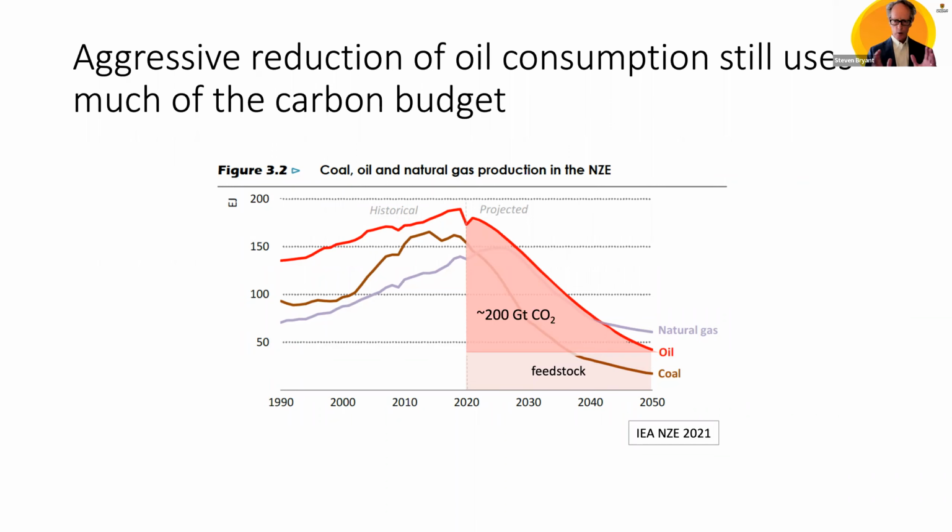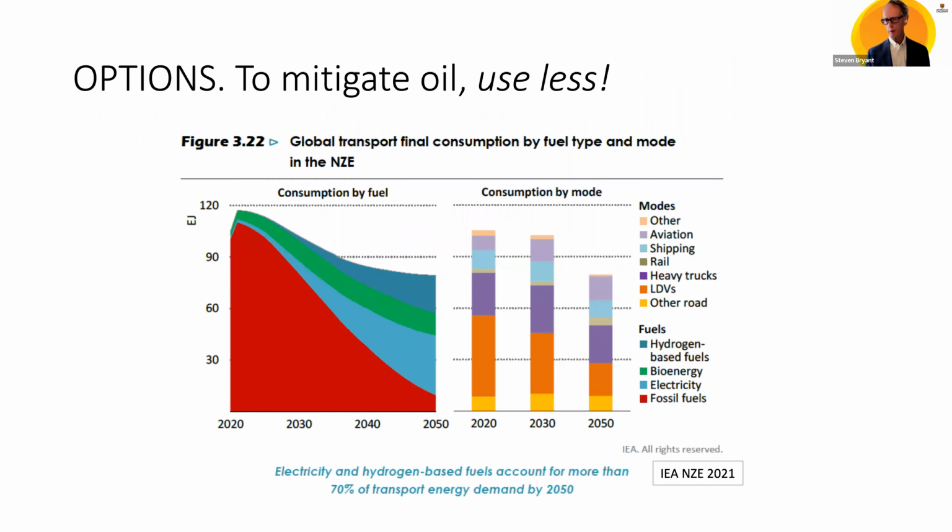Okay, so the key point in all of these pathways, not just this one, but all of them, is that oil consumption is assumed to be unabatable. There is no capture and storage going with oil use. So the only options you have to mitigate oil emissions are pretty simple: use less of it.